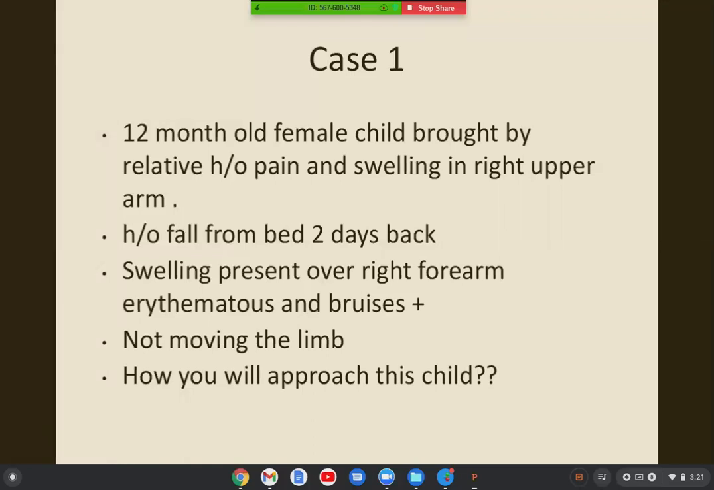So we have a 12-month-old female child who was brought by a relative. There is a history of pain and swelling in the right upper arm. There is a history of fall from bed 2 days back. Swelling is present over the right forearm. It is erythematous and bruising is present. The child is not moving the limb. How will you approach this child?